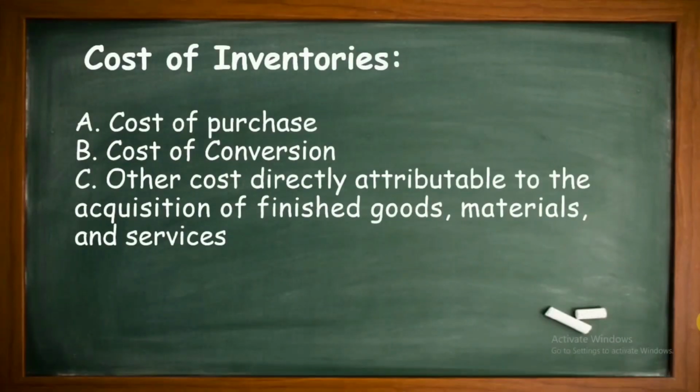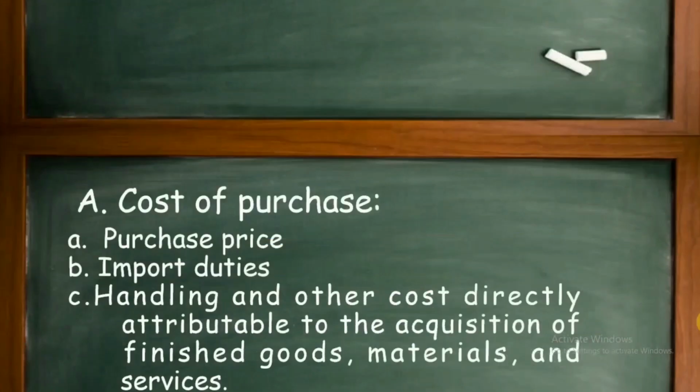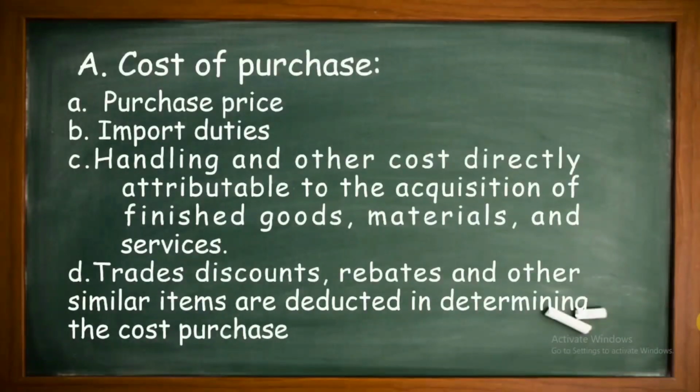Next is the cost of inventory: cost of purchase, cost of conversion, and other costs directly attributable to the acquisition of finished goods, materials, and services. Those three are what is included in the cost of inventory. First is the cost of purchase. A, purchase price. This is the price indicated in the vendor's invoice.